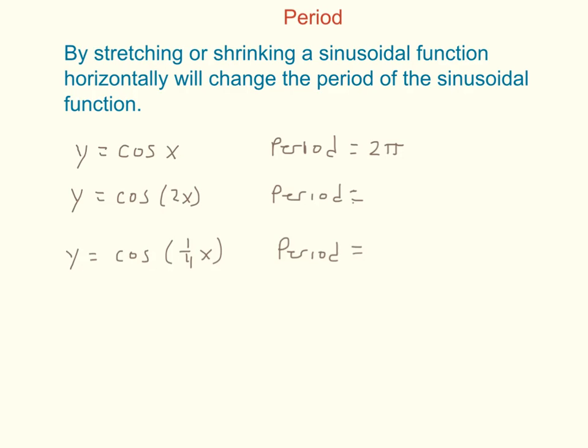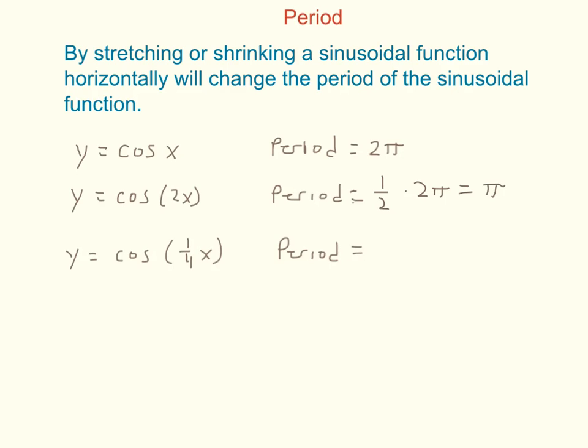So when I look at this, remember the transformation: that 2 right there is a horizontal shrink by a factor of 1/2. Well, when we are shrinking every point's distance away from the y-axis by 1/2, that amount of horizontal stretch or shrink is also going to be applied to the period. So in this case, I would have 1/2 times the 2 pi, which would be pi units. So the period comes out to be pi.